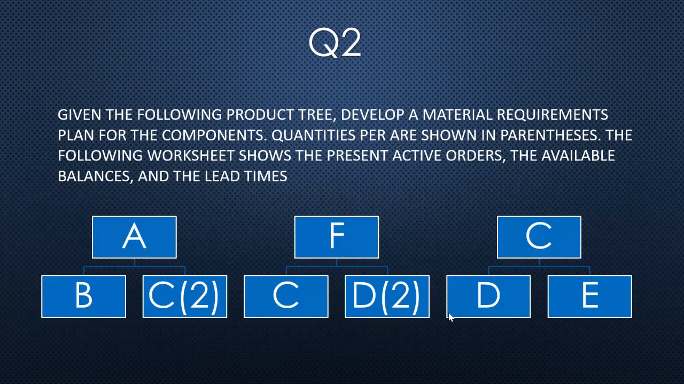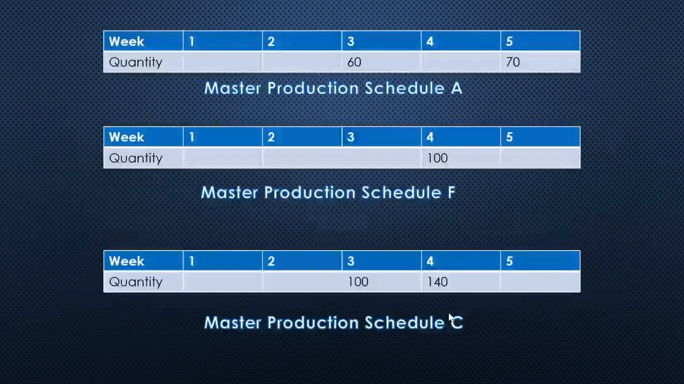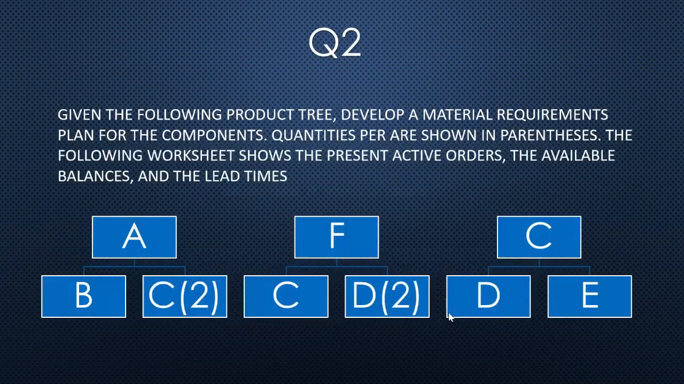We have A. A is a parent. We have the correspondence of B and two Cs. Meanwhile, we can see there's an F. There's a new parent over here, F. But F corresponds to C and two Ds. C corresponds to D and E. But we can see the scenario of C is repeated in F and A as well. Okay, so for now we saw there's three parents over there, so we need to have three perfectly different MRPs for each and every unit.